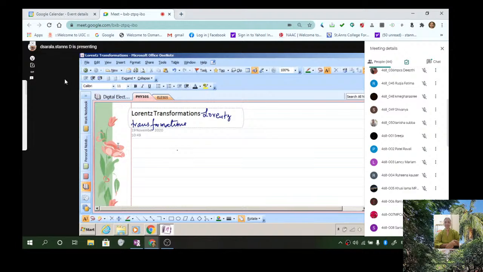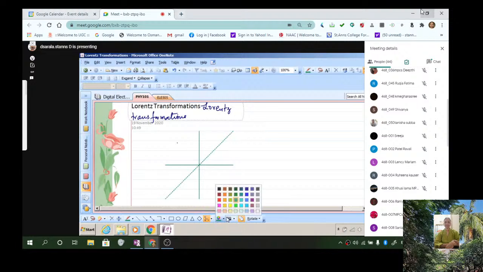These transformations are described this way. An event, as we have seen, is described by different people in different frames of reference. So let us now once again consider two frames of reference. Draw two frames of reference as I have been drawing for you.